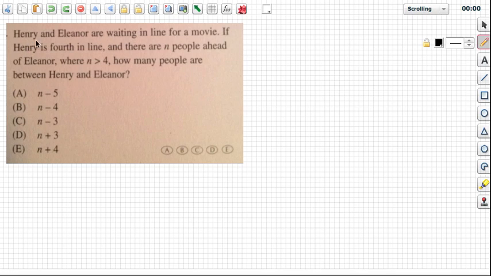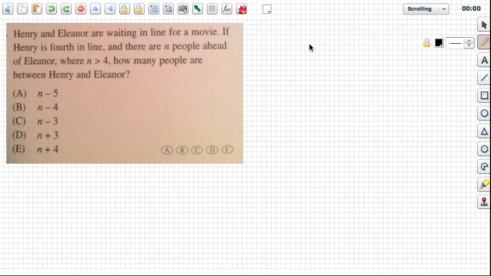Let's go ahead and look at this problem. Henry and Eleanor are waiting in line for a movie. If Henry is 4th in line and there are n people ahead of Eleanor, where n is greater than 4, how many people are between Henry and Eleanor? I'm not interested in answering the question just yet. I want to gather my information and figure out what tools I'm going to use. I can already tell that I'm going to draw a diagram here.